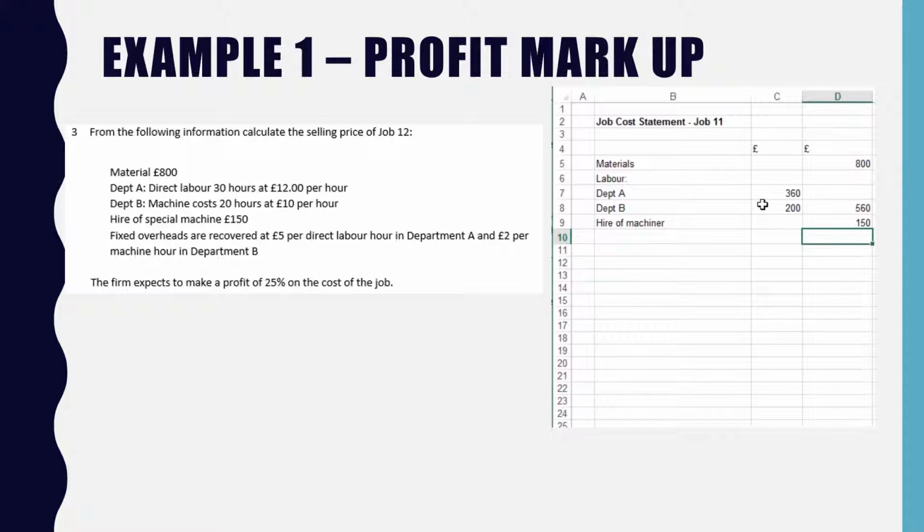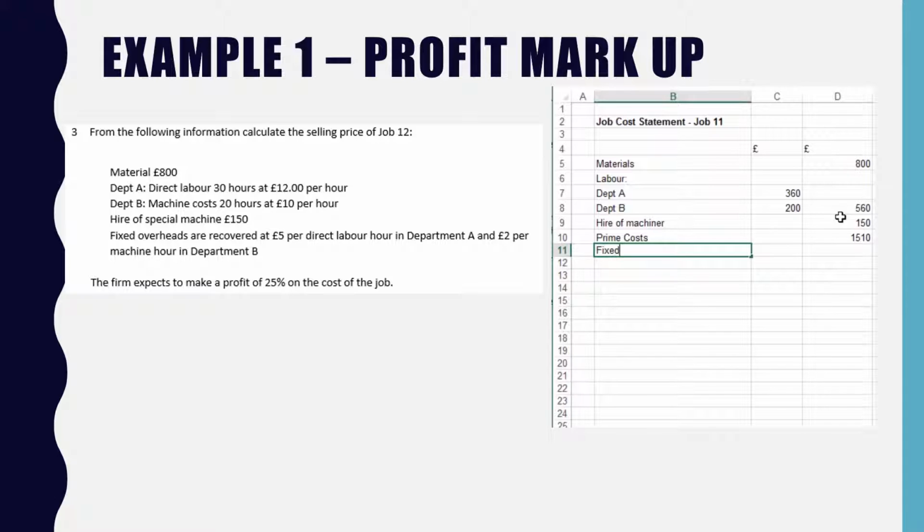And that's all of our prime costs, so I'm going to put the label here, prime costs, and add up all of those together using the sum function. So it adds up my materials, my labour and the special equipment. We've now got our other costs.